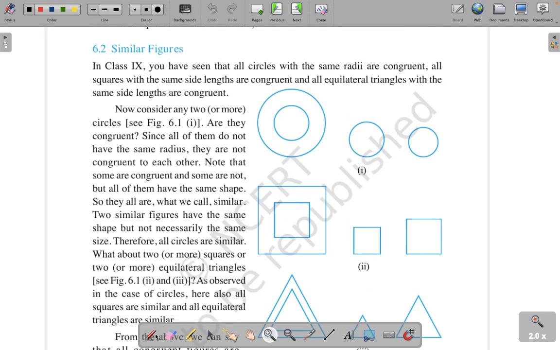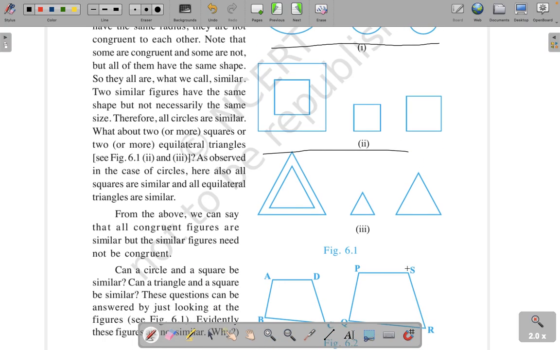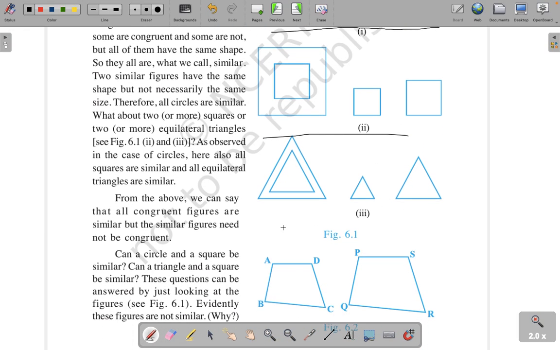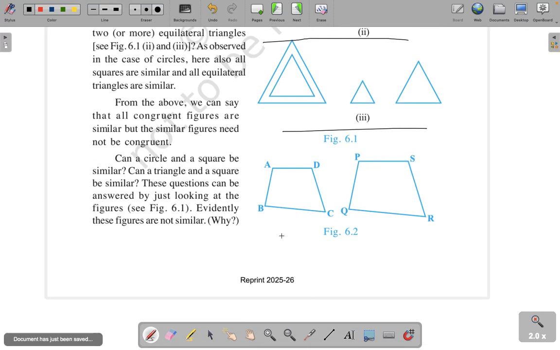Then comes this concept of similar figures. Similar figures are figures that have the same shape. For example, these are all similar figures. This is an example of a circle, which is a similar figure. This is an example of a square, which is again a similar figure. A triangle, which is a similar figure. And then, can you say whether this is a similar figure or not?